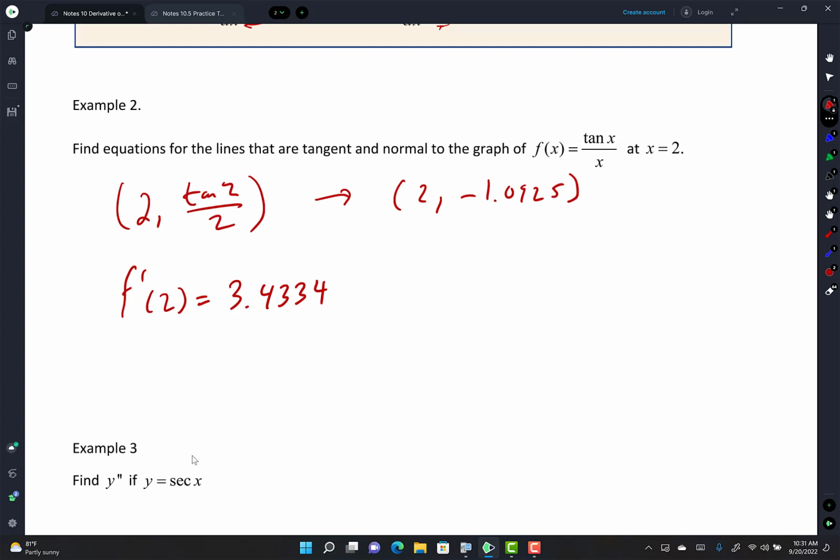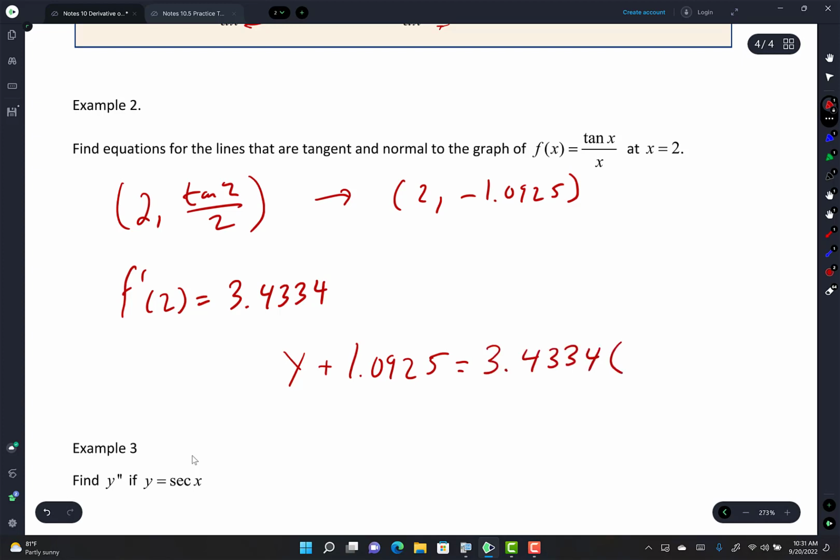And then I'm going to write my expression. Y minus that negative, so it turns to a plus, 1.0925 equals 3.4334 parenthesis x minus 2. Are we okay? All right. I recommend, guys, as we start getting better and better at this, that you check your work. So I'm going to type this graph into Desmos, and I want to see if this really does look like a tangent. So here we go.